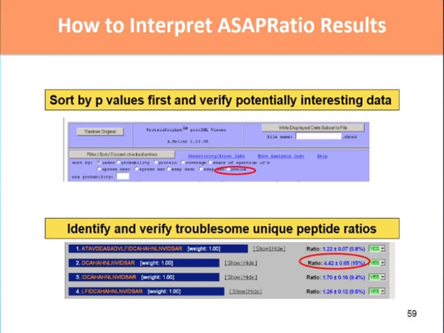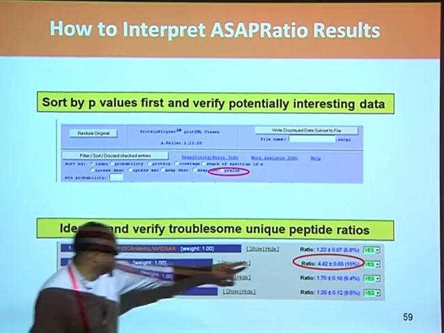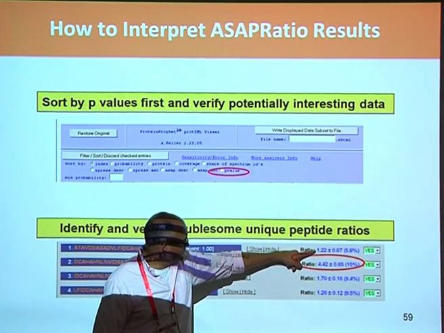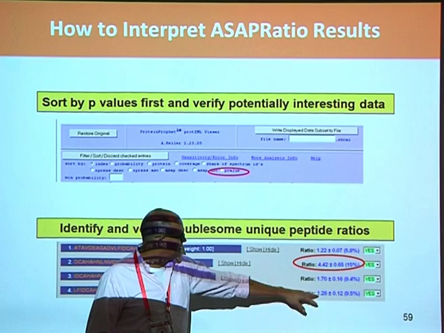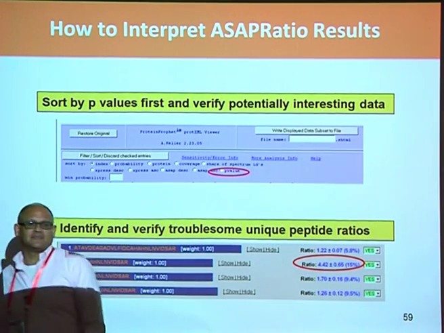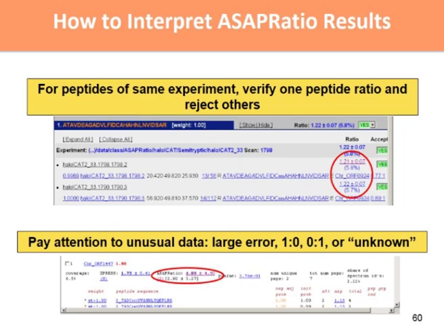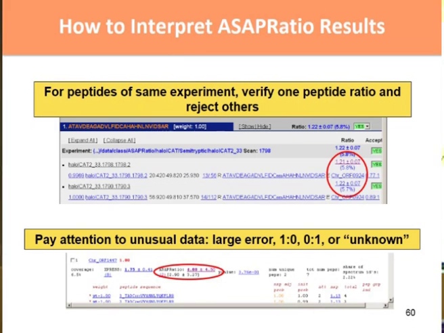Maybe the ratio is wrong. Maybe it has a ratio of 200 just because there's some trouble. So you want to go in and identify and verify troublesome peptide ratios. In this case, you see that of these 4 peptides, 3 of them have a fairly similar ratio: 1.2, 1.7, 1.3. This one's 4.4. Well, that's very different. It could have been thrown away by the Dixon's test or not, but you still want to maybe look at it and see if there's something there. This is just showing you how to interact with the software. Again, we'll be doing this manually in a couple of days.